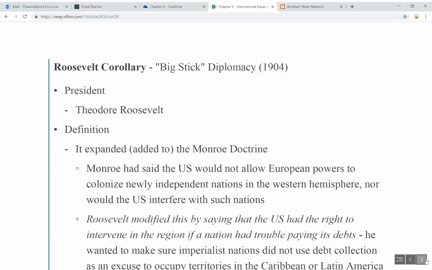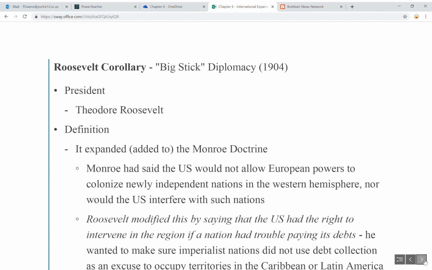So Roosevelt's modification here is that the United States has the right to intervene in the region if they have trouble paying their debts. Now, that also can kind of go back to what we had added to Cuba's Constitution. We talked about that yesterday. But if we're looking at a country that can't pay their debts, to say Germany or to say France, what's France or Germany going to do to get that money back? Well, they're going to send their army, and they're going to in some way take over that country. And we don't want that.